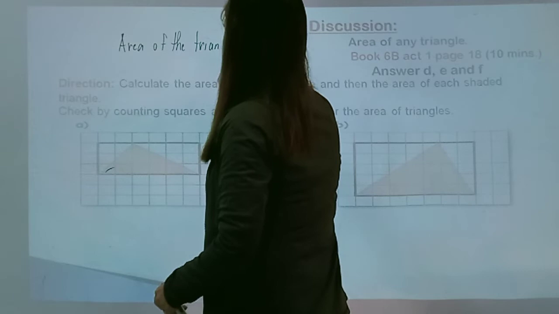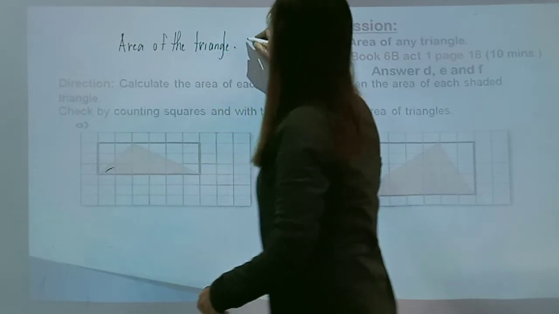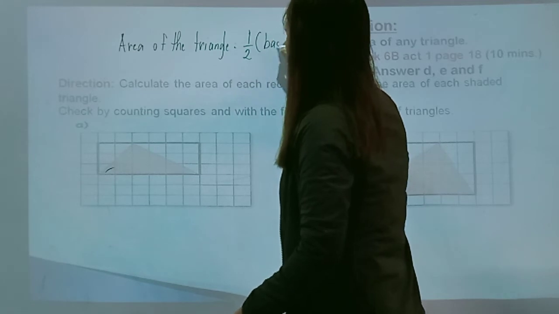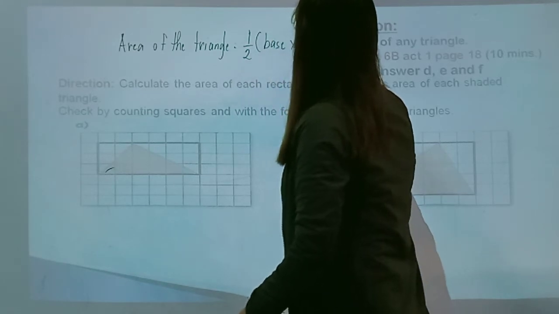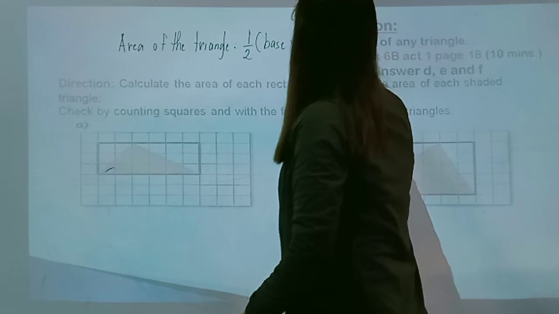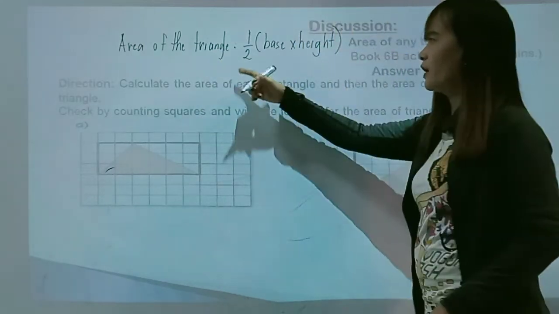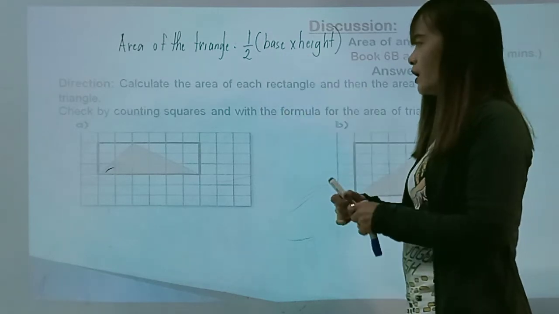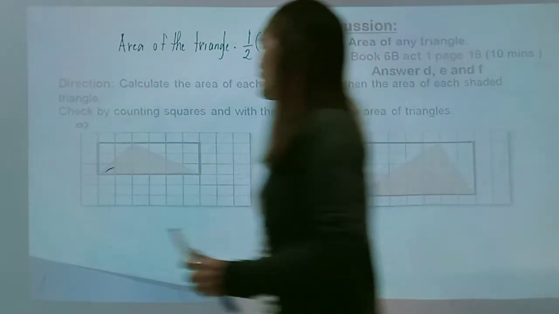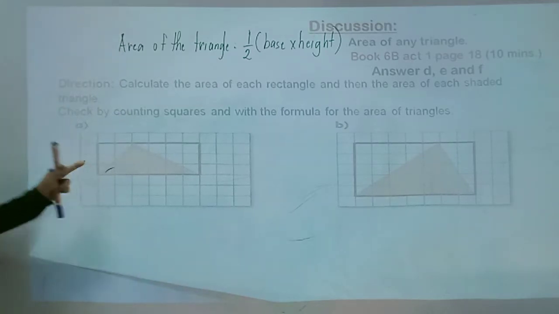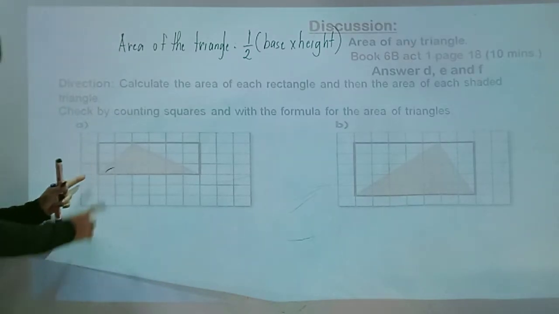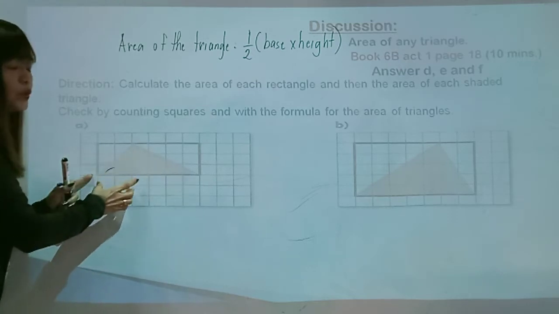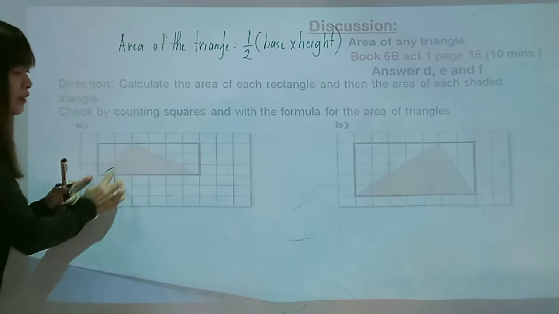The area of the triangle is equal to 1/2 times base times height. So don't forget this formula for the area of the triangle: 1/2 times base times height. How did we do this one? Look at this example, or in your activity, letter A. As you can see, this is a triangle. First, we need to find the area of this rectangle.